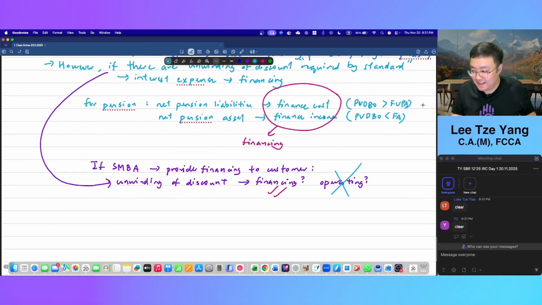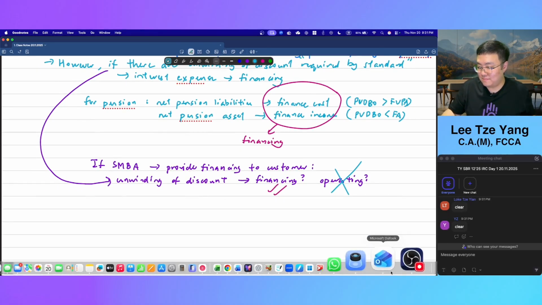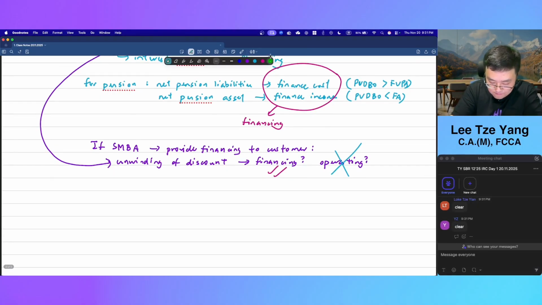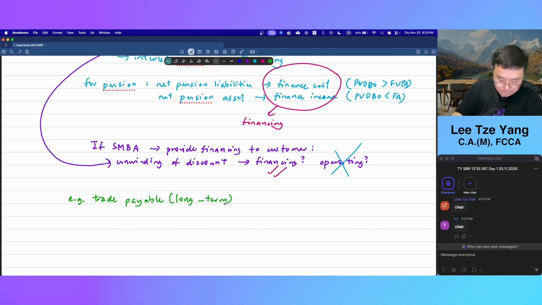Okay, now, let's say I have a trade payable, but it is long term. Okay, trade payable, which is long term. Now, long term as in, let's just say 5 years. Okay, let's say 5 years. Wow, 5 years of trade payable. Yes, let's say a 5 year trade payable.